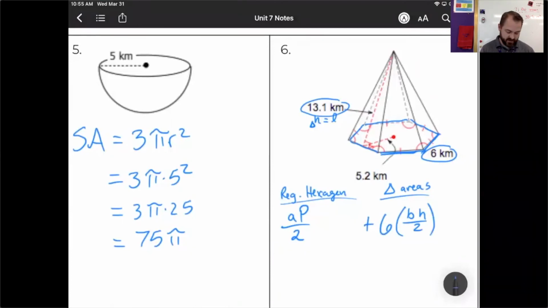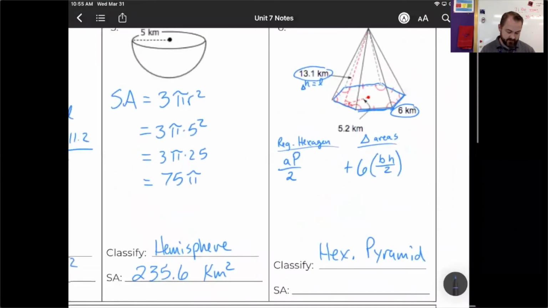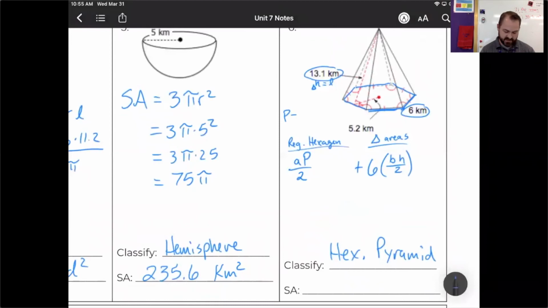So let's find the area of our regular hexagon first. Okay, first we need to know the perimeter of that base shape. Perimeter is always the length of the side, 6, times how many sides there are. A hexagon has 6 sides. Okay, so the perimeter would be 36. The apothem is the distance from the center to the side of that polygon. So that's given to you as 5.2. So the area of this hexagon is 5.2 times 36, all divided by 2, because there's one of those bases.